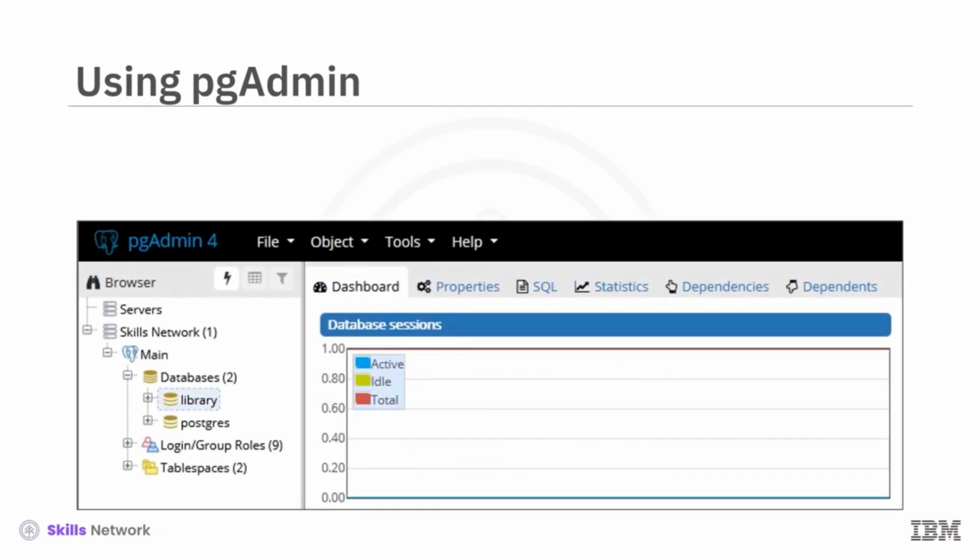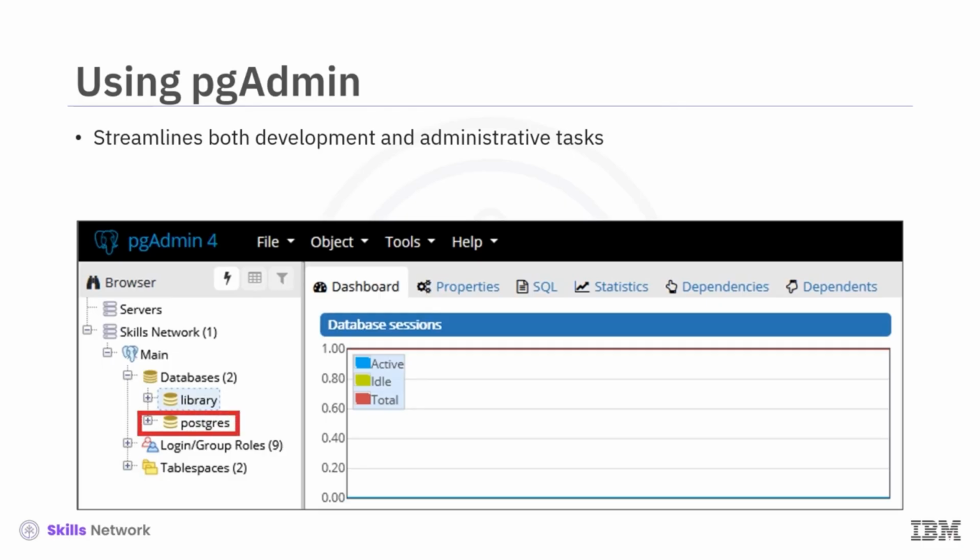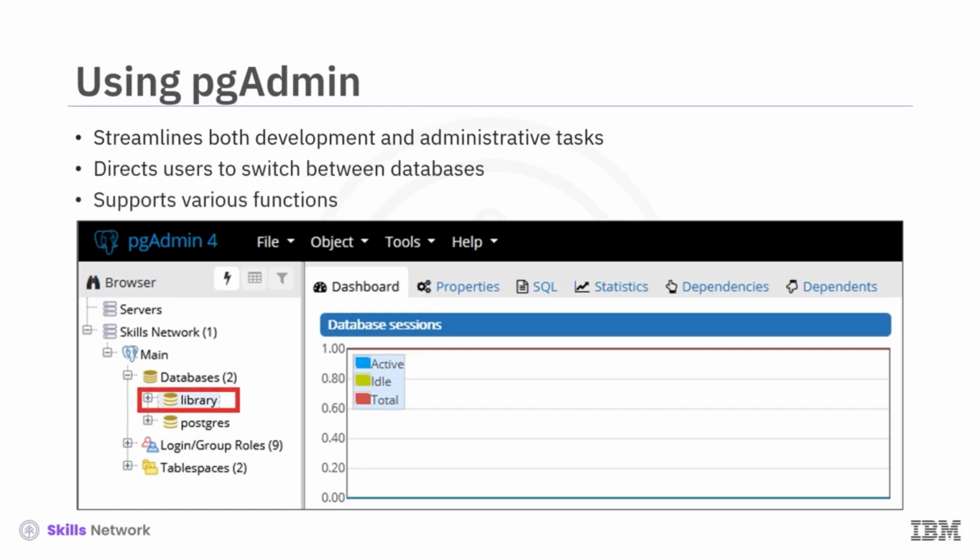pgadmin offers a comprehensive platform for interacting with PostgreSQL databases and streamlining development and administrative tasks. Upon the initial connection to the server, pgadmin directs users to the default Postgres database, but as they create more databases, they can switch between them. pgadmin supports many functions, including creating databases and tables, data loading, querying, developing stored procedures and functions, managing database objects, security, and monitoring usage.